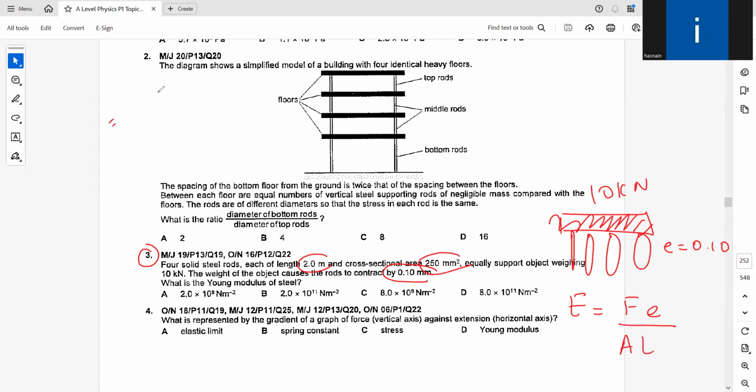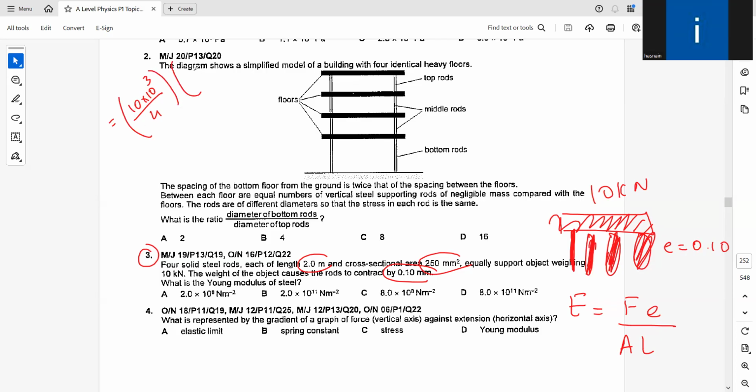Now the force is going to be 10 kilonewton divided by 4. The important thing is since 10 kilonewton is not supported by a single rod, 10 kilonewton is supported by four different rods. So you have to divide 10 kilonewton by 4. So you'll get the force in one of the rods, right? So that would be 10 exponent 3 divided by 4. That's the force. That's F.